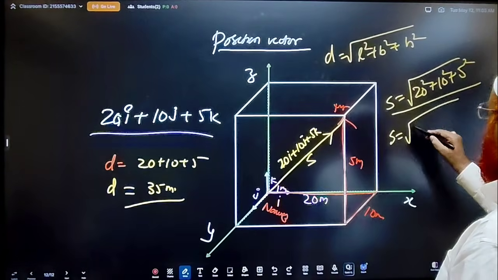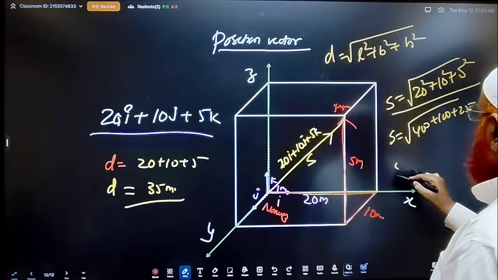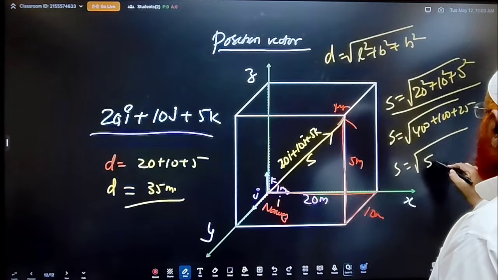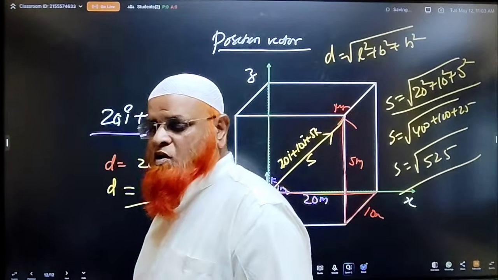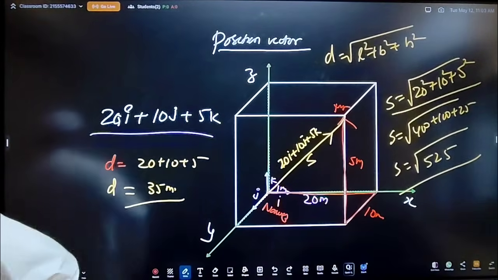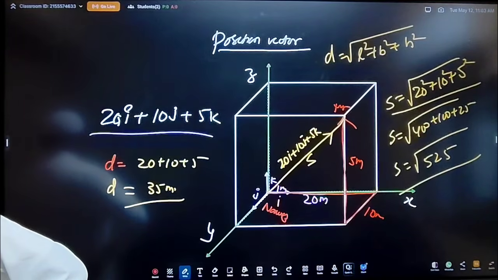It is nothing but 400 plus 100 plus 25. So how much is it going to be? Under root 525 is the displacement. After calculating the root, the value that comes is the final answer. This is called a position vector. Understood what I am saying now?